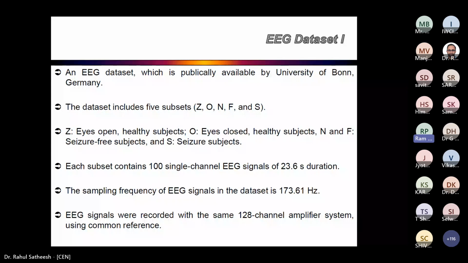So this entire data set has majorly 3 sets of EEG signals: normal, seizure-free, and seizure. Each subset has 100 EEG signals, and in that way a total of 500 EEG signals are there. Each signal's duration is 23.6 seconds, and the sampling rate for the EEG signals in this data set is 173.61 Hertz. These signals have been recorded using a 128 channel amplifier system based on a common reference. Next slide, please.